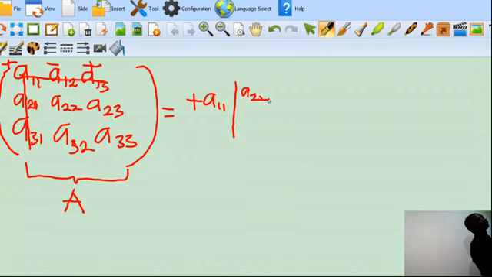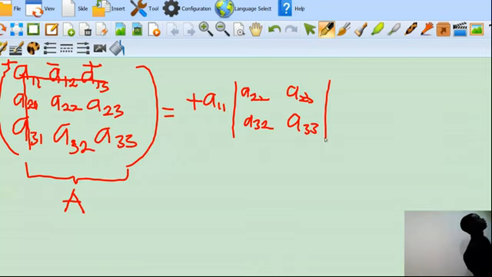Then you take these four elements, which are not part of the ones that you removed: A22, then A32, A23, and A33. Now you continue with A12. You do a similar procedure.